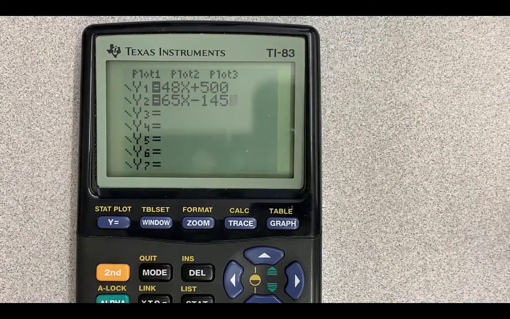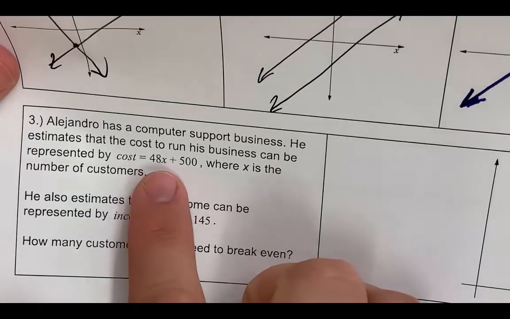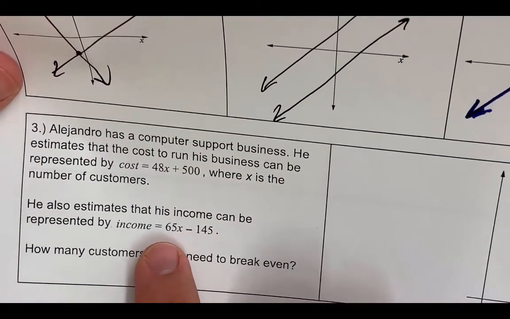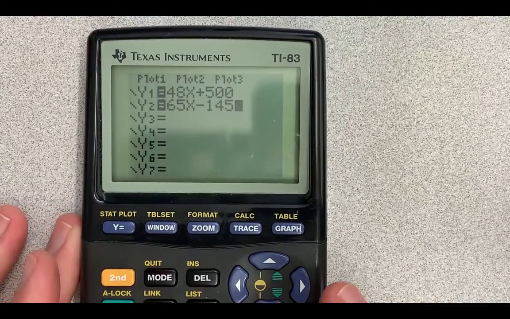So what we're trying to figure out is when Alejandro is going to break even. He's got a certain cost associated with each customer, and then a certain income that he gets from each number of customers. So how many customers does he need? Well, that break-even point is just going to be wherever these lines intersect. If we look at the problem here, you can see that at some point, hopefully his income is going to go above his costs. So let's look at these graphs.